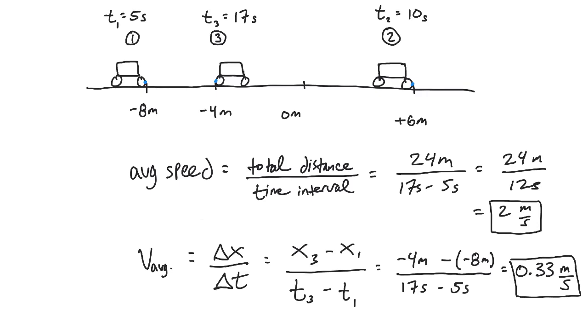Now it's important to note how different these numbers are, right? We can see clearly we get 2 meters per second versus 0.33 meters per second. And in general, you won't get the same value for average speed and average velocity when you're doing the calculation. That's simply because one of them uses distance and the other one uses displacement. And the calculation of displacement involves positions, which include directions associated with them. Positions can be positive and negative, and so that plays a role in the math.